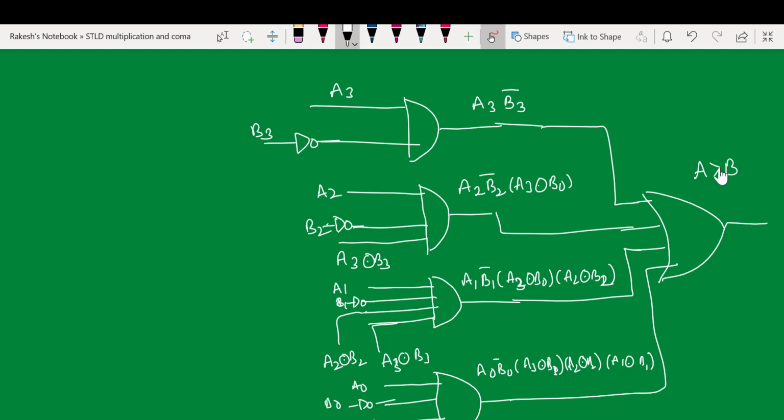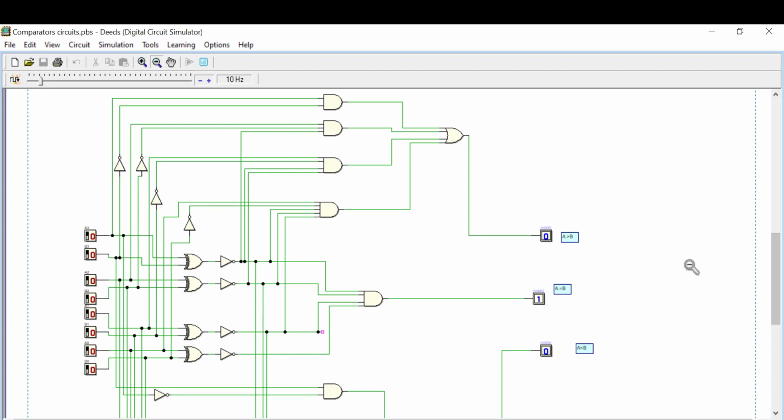Similarly, you can construct same circuit for A less than B also. That I am going to show you directly in the DEET software. You can see here this is your 4-bit comparator circuit. If you look at here at the center, you are having 4 XNOR gates. All the 4 XNOR gate outputs are connected to a 4-input AND gate, and this is going to give A equals to B output. That means whenever all these 4 XNOR gates are going to produce output 1, your AND gate output will be 1. You are going to say A equals to B.